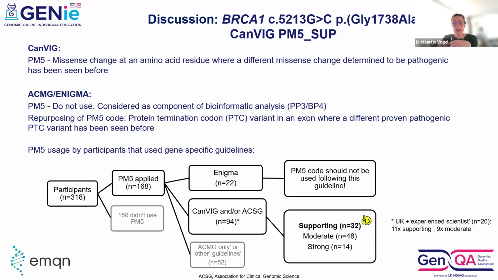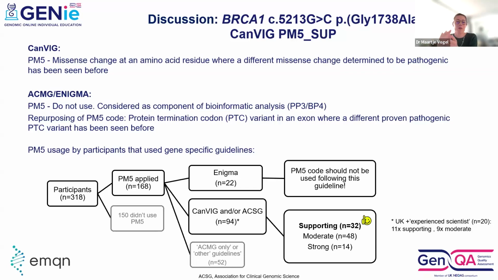When you use the ENIGMA guideline, you cannot use the PM5 code. The PM5, in its original meaning, is considered a component of the bioinformatic analysis, so you should not use it as an independent code. However, sometimes there is PM5 code usage in the ENIGMA guideline, but this is because the code has been repurposed.